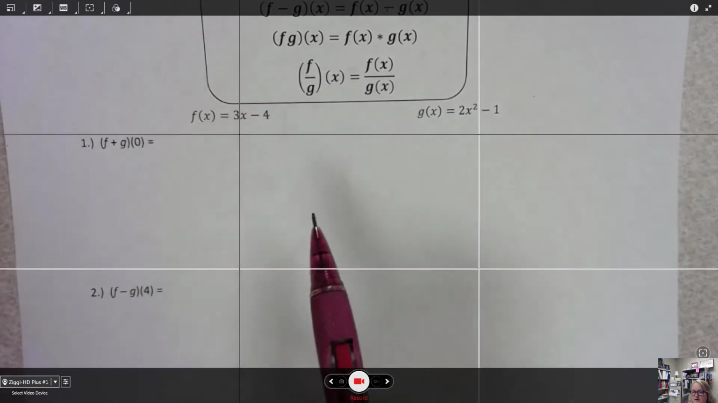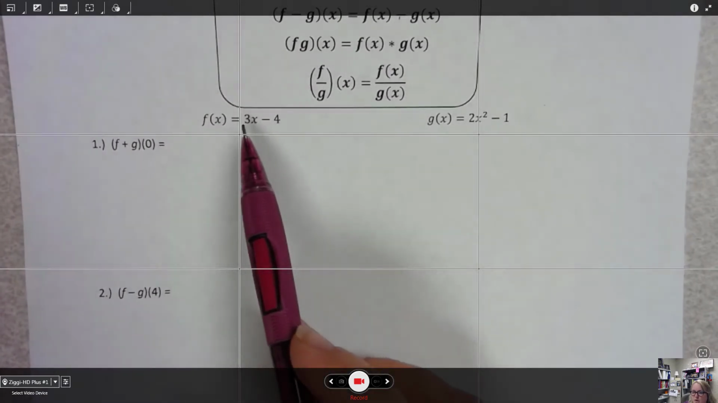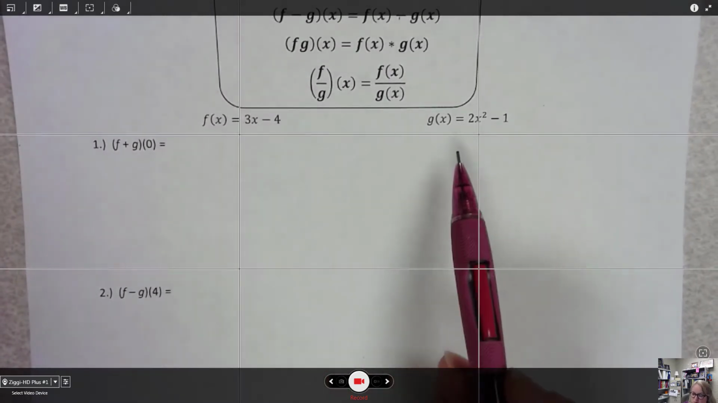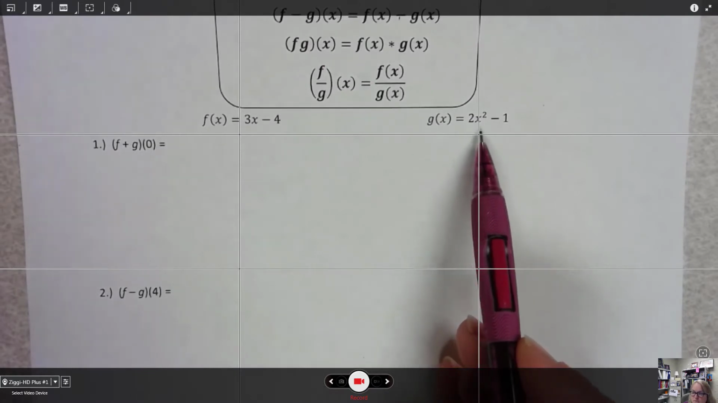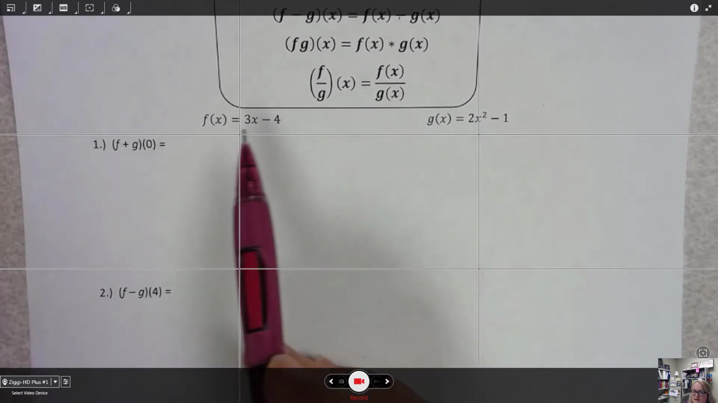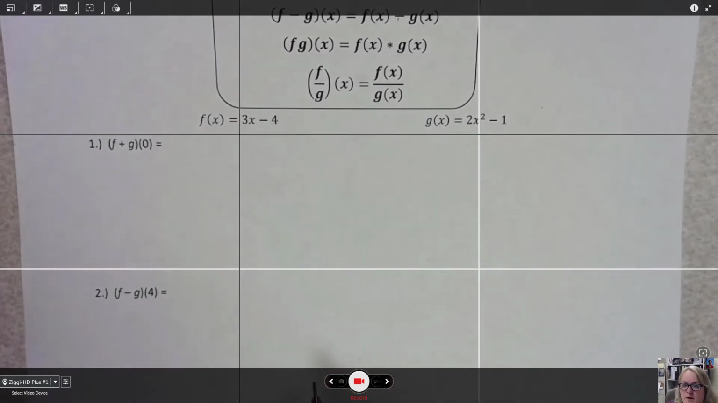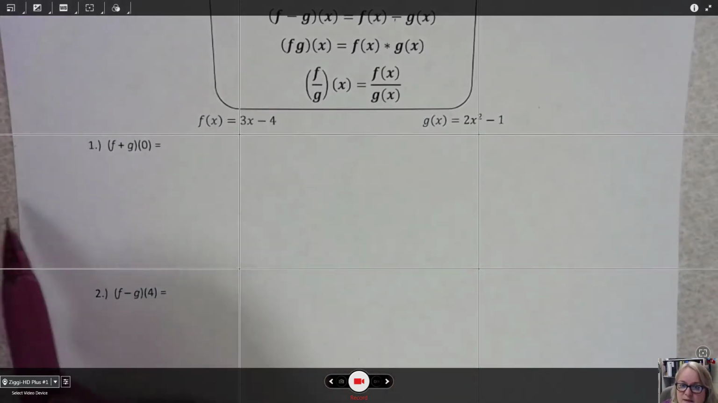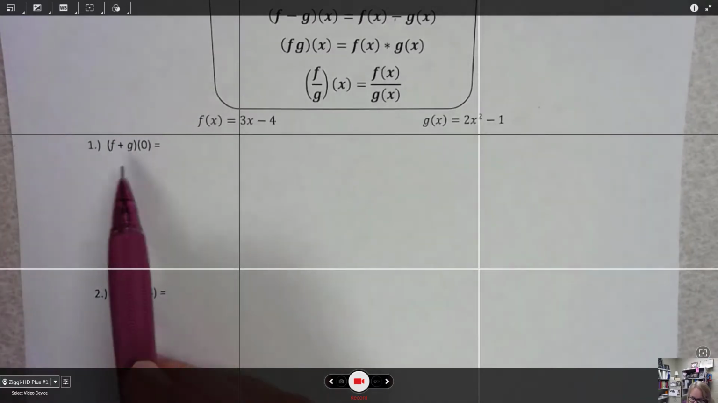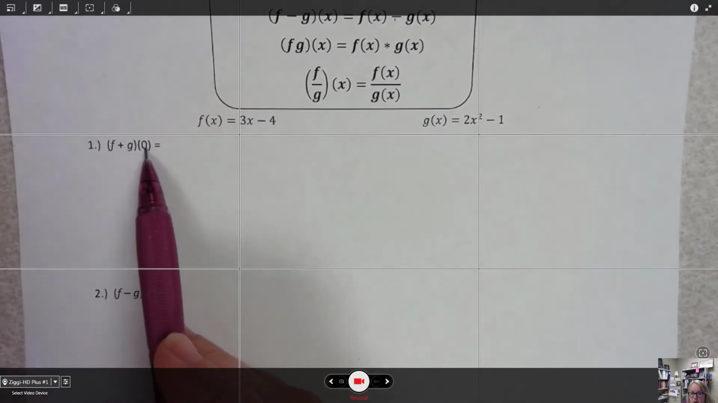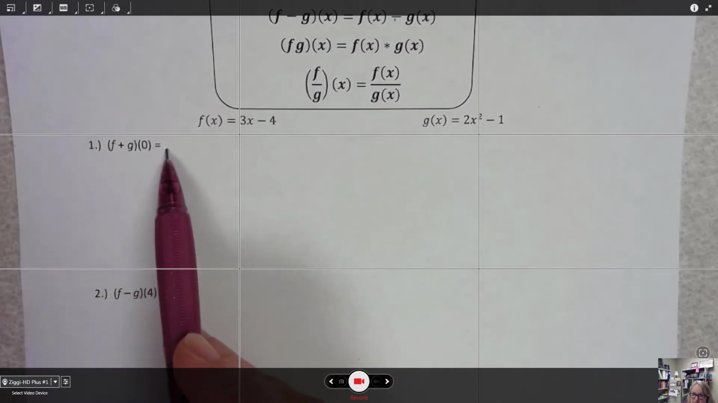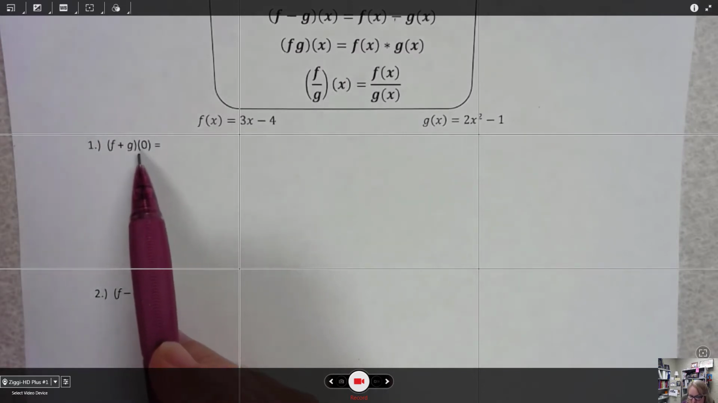So we have f of x is 3x minus 4, and g of x is 2x squared minus 1. And we're going to perform add, subtract, multiply, and divide with each of them. Now, notice that each of these problems says f plus g of some number. What that's telling me is I'm going to plug in this number in place of my variable, which happens to be x.